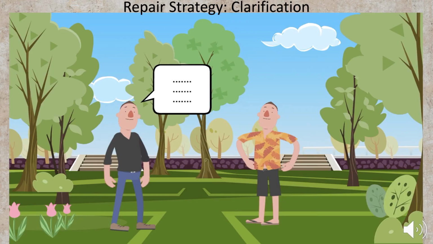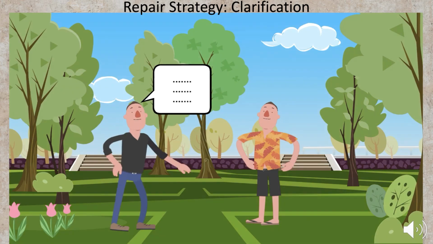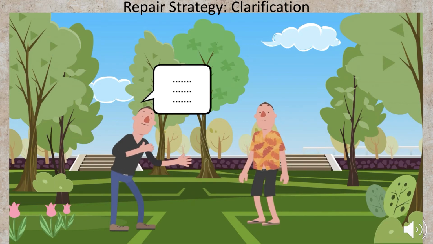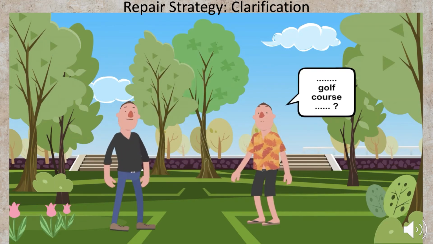The last repair strategy we're going to discuss is asking for clarification. Sam and Tom are out on the golf course. It's windy and conversation can get lost easily. Sam is talking and Tom realizes that he's no longer following what's being said. Tom says, "Wait, which golf course were you talking about?"